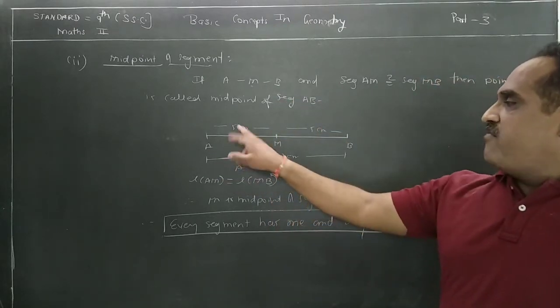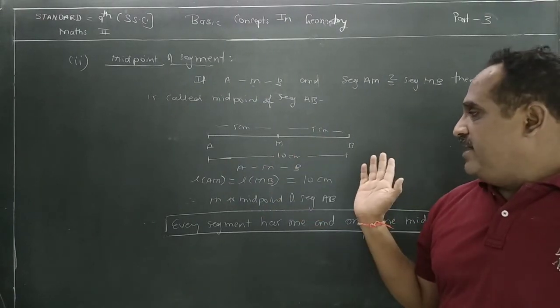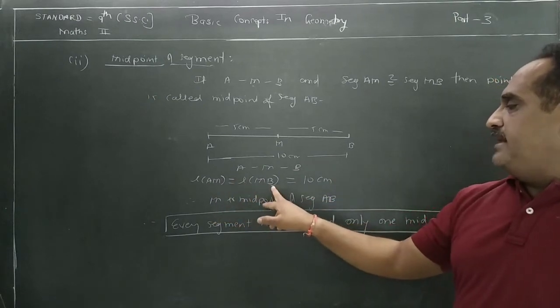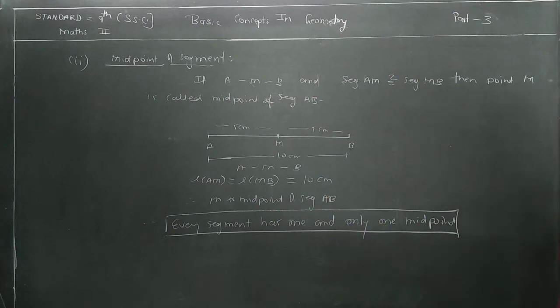AM is how much? 5 centimeter. MB is how much? 5 centimeter. AB will be 10 centimeter. Definitely. So M lies between A and B. Length AM is equal to length MB. The 10 centimeter one, M is a midpoint of segment AB. And one thing we have to write. Every segment has only one midpoint. There cannot be more than one midpoint. That is called every segment has one and only one midpoint. Okay.